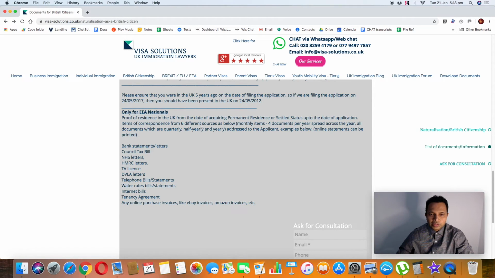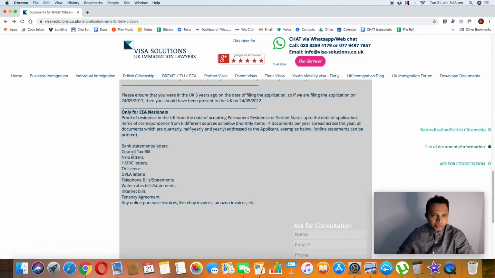Items of correspondence from 6 different sources. If you have monthly items, then maybe give 4 documents per year, say January, April, July, December, something like that, spread across the whole year. Any documents which are less frequent than monthly, like quarterly, half yearly, yearly, etc., try to give all the documents covering that period of time since you got your permanent residence or settled status.